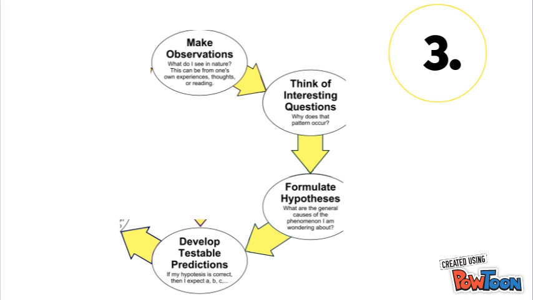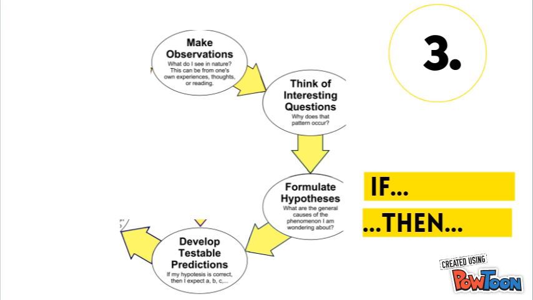So in this diagram, steps 3 and 4 basically go together. So you come up with your hypothesis, and that is your testable prediction. Remember that hypothesis should be if-then statements. So if something happens, then another thing will happen.